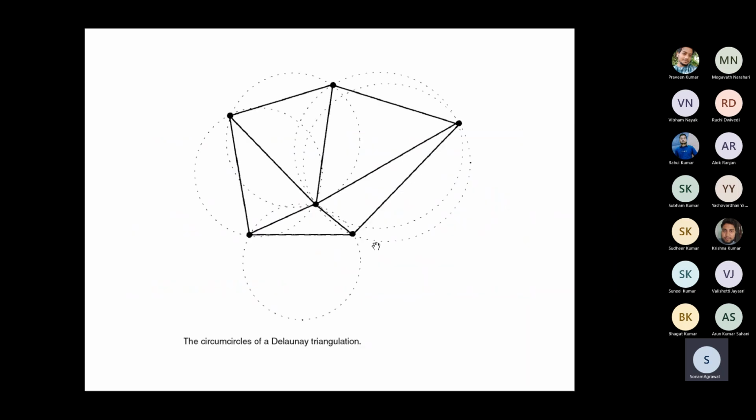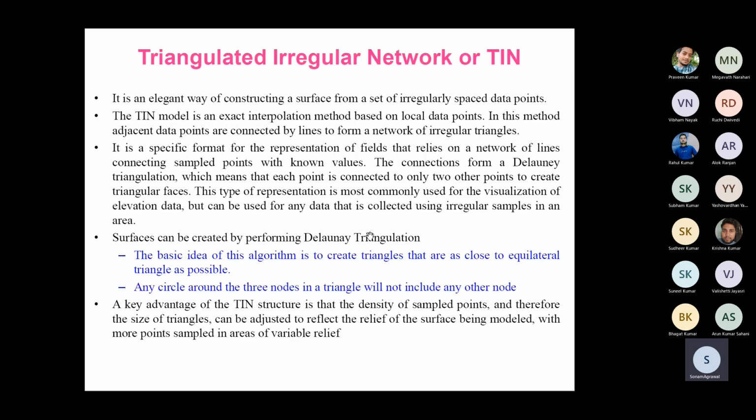And in this example, you can see that circumcircles are drawn around all these triangles, and none of the circles is containing another point. So this is what Delaunay's triangulation is. Next, in TIN, okay, write down the full form in your copy: Triangulated irregular network.